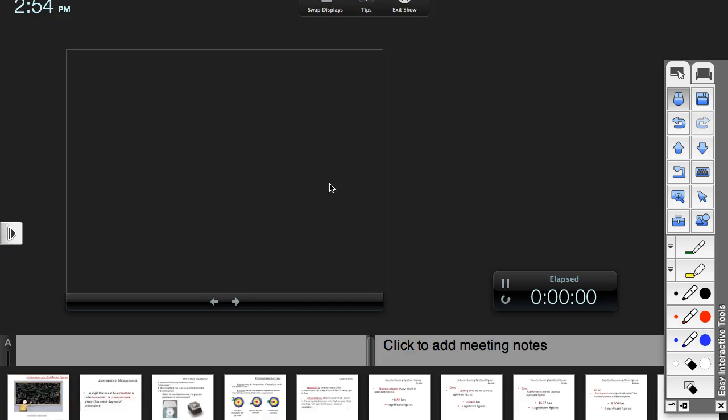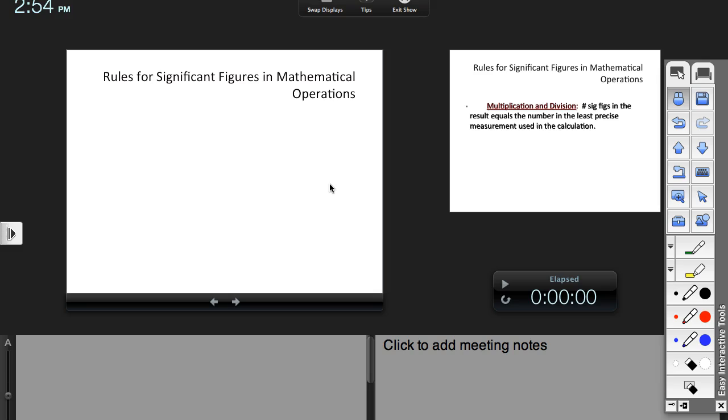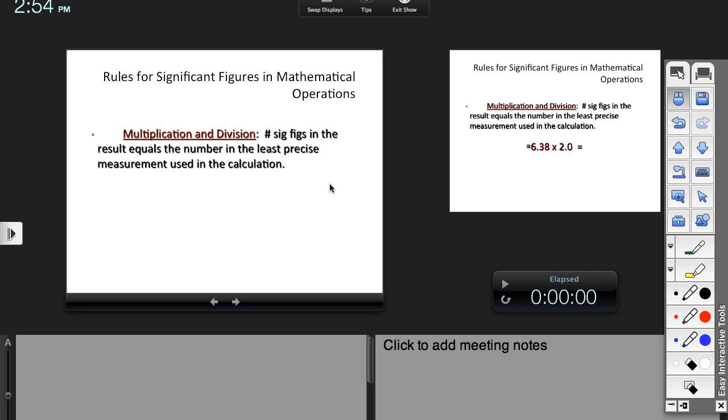Alright, so that's really nice and straightforward. There's a little bit more to it. It's not super hard, but there's a little bit more to it when you start multiplying and dividing and adding and subtracting. Okay? So, when we're using multiplication and division, the number of sig figs in your answer has to be the same as the number of sig figs in the number with the fewest.